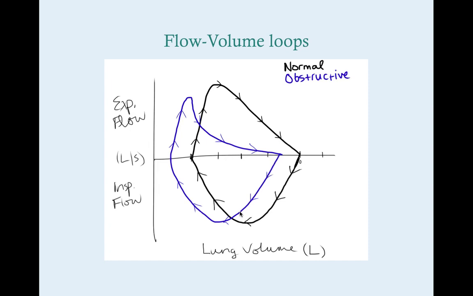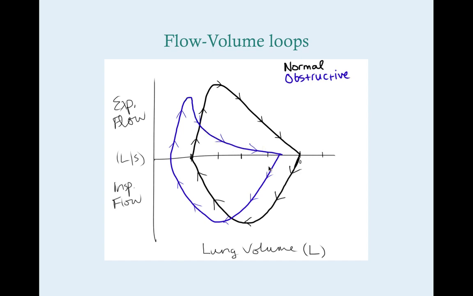So we breathe in, and breathing in with obstructive diseases is generally fine. It's not affected. So you can see that the inspiratory flow is pretty much the same as it is with the normal loop. Where we run into problems is with expiration. So the expiratory phase is prolonged, and that's characteristic of obstructive diseases. So we don't get quite the flow, the peak flow that we would normally get with a normal expiration, and the expiratory phase is prolonged.